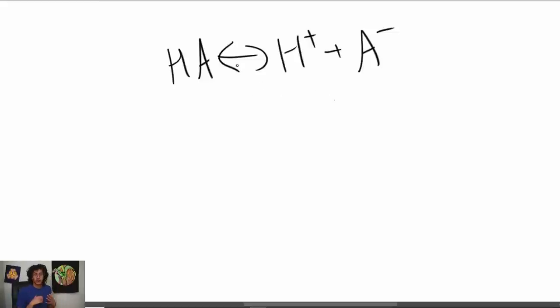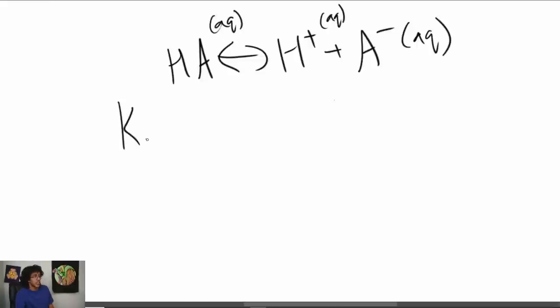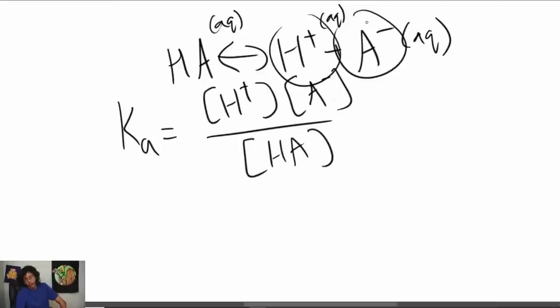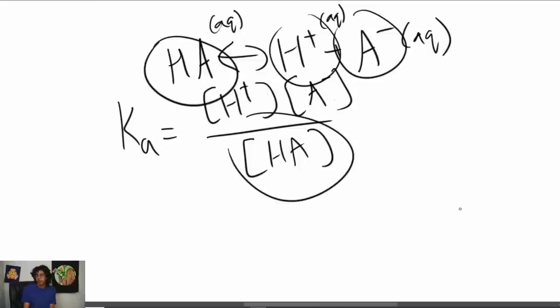Some of it wants to keep holding on to its H plus, and some of it wants to just give it away. This is aqueous, and this is aqueous. All of these are aqueous. So essentially, we could write our K of the acid is equal to H plus times A minus over HA, right? We're just taking the product of the aqueous stuff on the right side and dividing it by the aqueous stuff on the left side, and we get our equation.